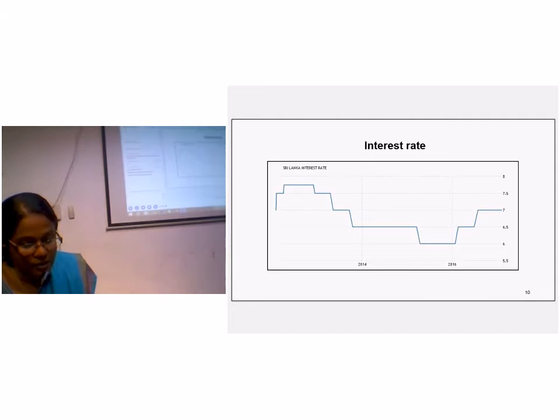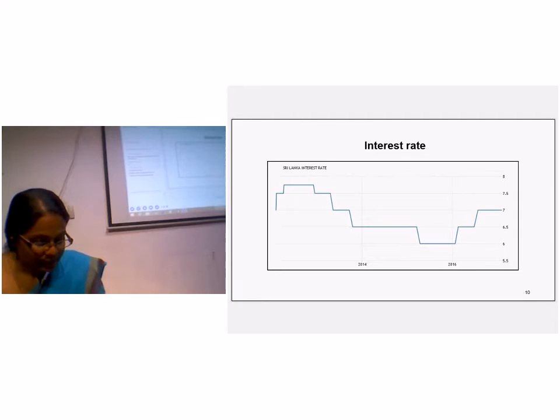Now we have a treasury rate of 7%, right? 7%. That means the treasury rate. So you can go to the website and see the fluctuations of other types of interest rate, especially the lending rate.